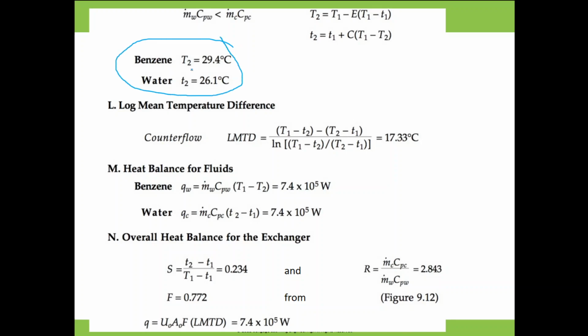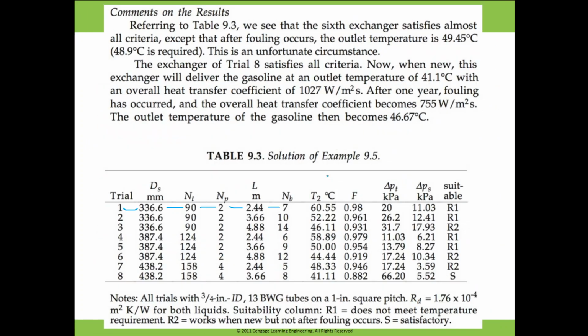Okay. So when you calculate these two temperatures, then you basically reach this point in the table here. So your temperature T2 comes out to be 60.55 degrees Celsius. So what is your requirement? You need to cool the gasoline from 93.3 degrees Celsius to 48.9 degrees Celsius. So your requirements are not met yet. So what will you do next?